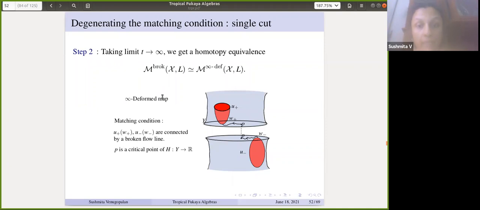And then if we take a limit, those length T trajectories become infinite length trajectories, which are broken trajectories, so trajectories which are broken at a critical point of the Morse function. So we call these new kind of maps infinitely deformed maps. And here the matching condition is that the two lifts of the node are connected by a broken flow line. And since we did this process through a homotopy, we have essentially proved that the moduli space of broken maps is homotopy equivalent to the moduli space of infinitely deformed broken maps.